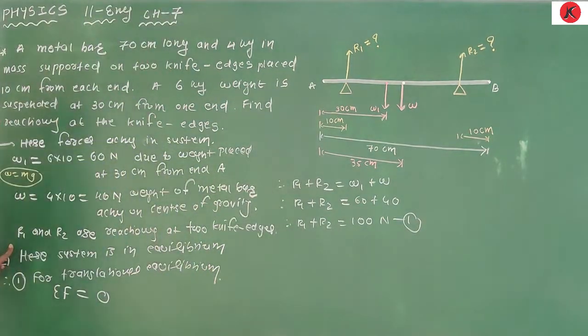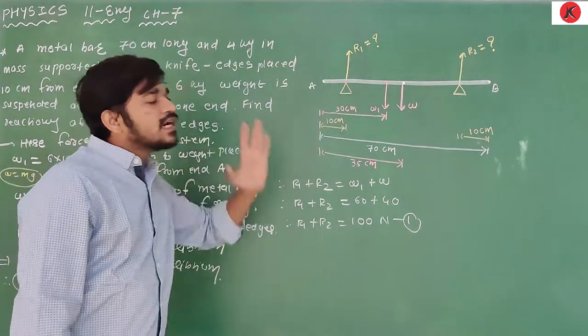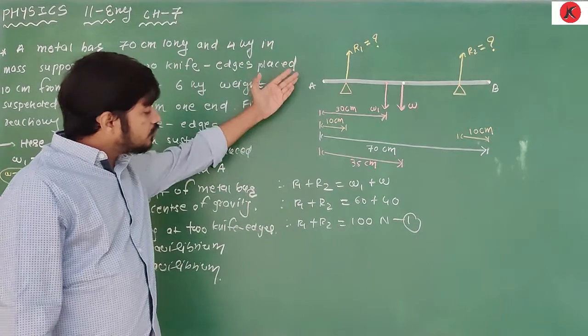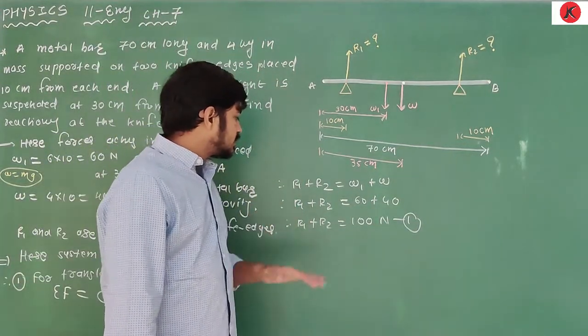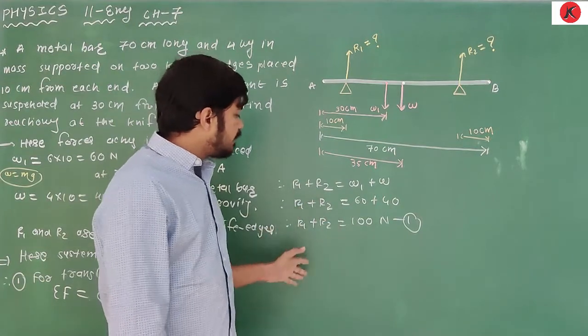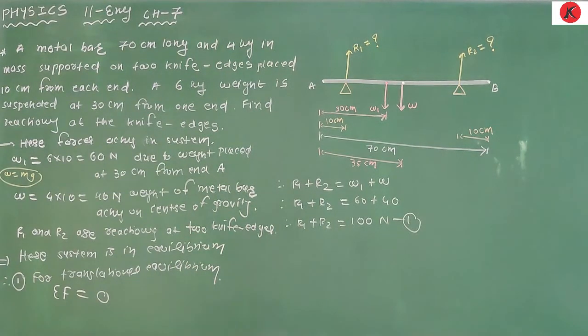So here the system is in equilibrium. First, for translational equilibrium, sigma F is equal to 0. W1 and W are acting in downward direction, therefore R1 and R2 are acting in upward direction. So forces in upward direction is equal to forces in downward direction. So R1 plus R2 is equal to W1 plus W. Put value, R1 plus R2 is equal to 100 Newton. Now, to find two variables, you need minimum two equations. First equation, R1 plus R2 is equal to 100. How to obtain the second equation?